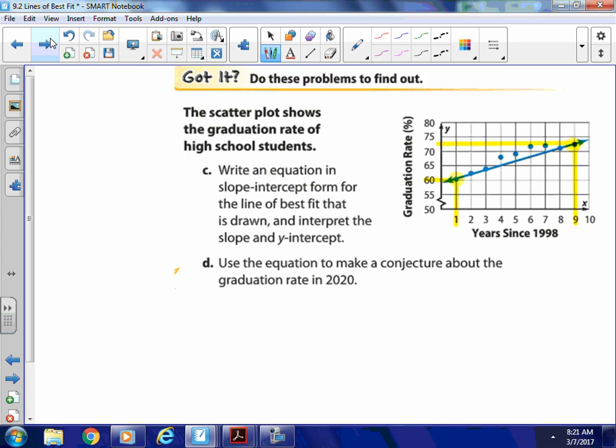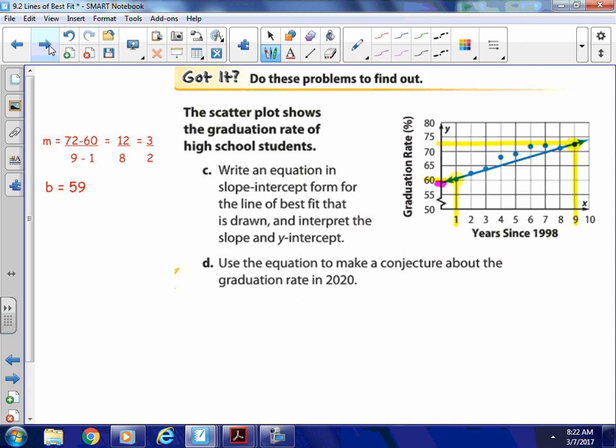Okay, so let's try. First, we've got to pick 2 data points. They don't have to be points on the line. I think this time they are. So when x is 9, y is here. Is that about 72, 73? And when x is 1, y is at 60. And we can go plug that into our slope formula. 72 minus 60, that's our y2 minus y1, over 9 minus 1. Let's reduce. We get 12 over 8. Reduce some more, and we get 3 over 2. And that's our slope. So far, we know y equals 3 halves x plus b, and we need b.